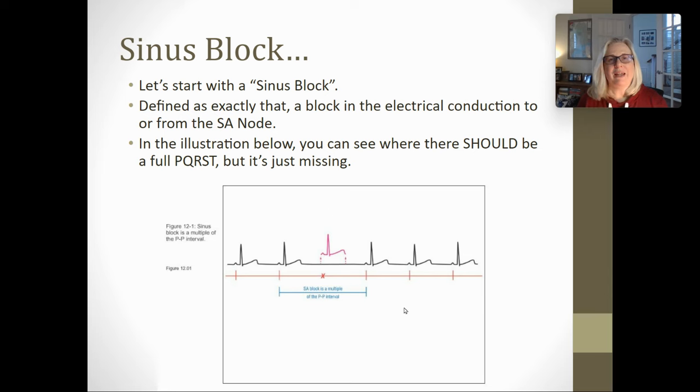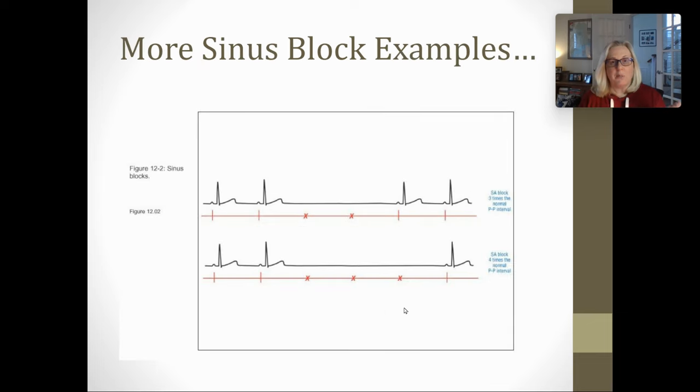So what that means is the electrical conduction from the SA node just stops for one beat. It's just like this random little sinus block. It may show up occasionally, it may show up several times. But just so you know, there will be a full PQRST missing. You won't see a P wave, you won't see anything else, just all of a sudden there should be a QRS there and it's not. Okay, that's a sinus block. There's a couple more examples. Now this shows one, two, three of them. So with sinus blocks, you can count out where the QRSs are.